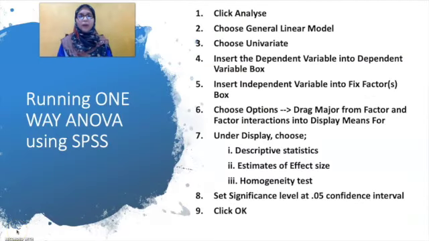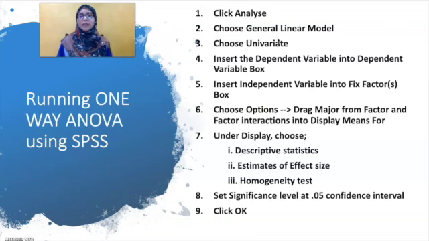Okay, now I'm going to teach you how we can run a one-way ANOVA using SPSS. You need to key in all the data in SPSS, and after you have keyed in all your data, you go to the menu bar, click Analyze, and choose General Linear Model. Like I said, I choose General Linear Model under Univariate because you can test the effect size. Then insert the dependent variable into the Dependent Variable box, followed by the independent variable into the Fixed Factor(s) box.